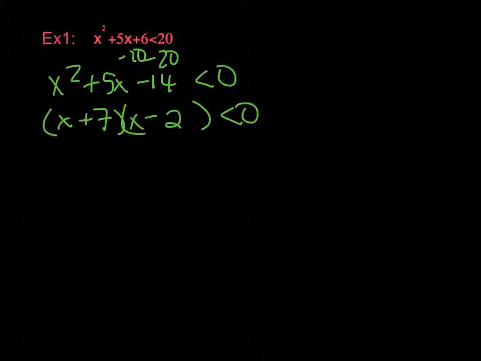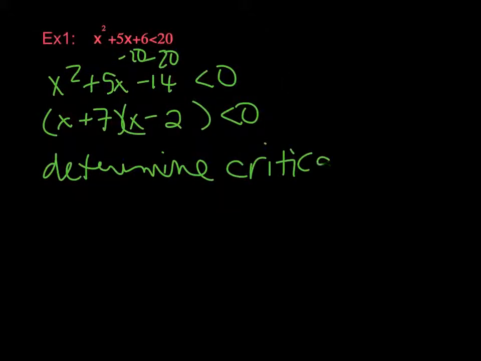And basically what you're going to do now, after you factor it, is determine the critical points. You can't just simply say my x is -7, my x is 2. It's going to be basically a range. So x plus 7 is going to give me -7 as a critical point, and 2.